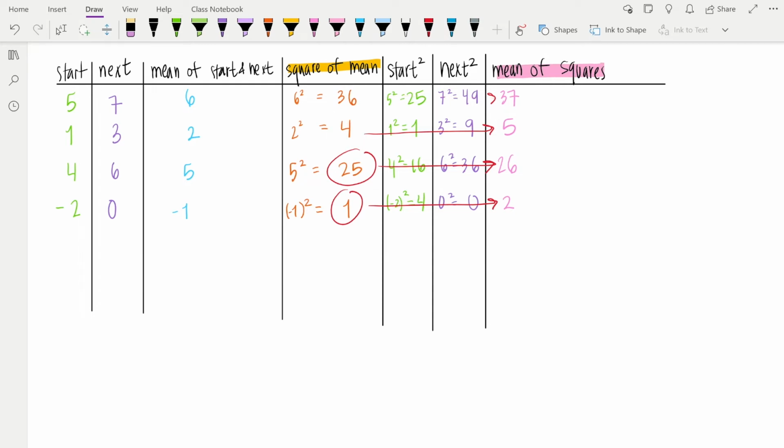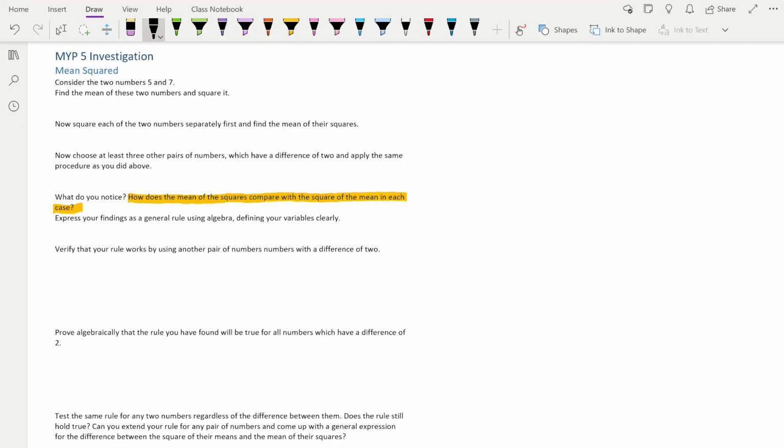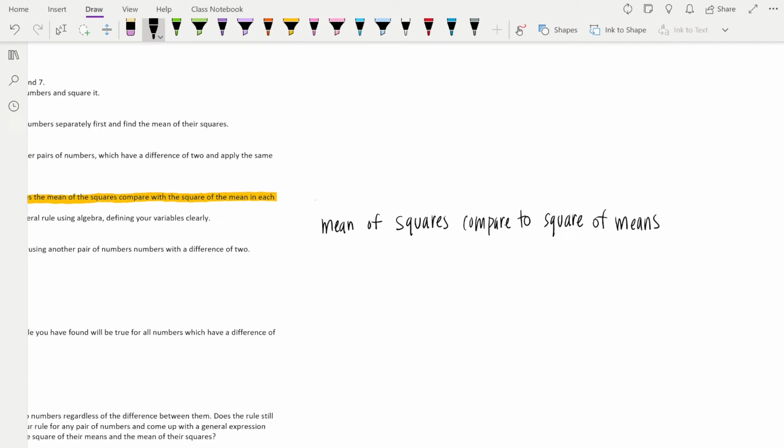So we need to describe this pattern with both words and then later with symbols. But with words, what you want to do is take the words from what they gave you. They asked you what pattern you noticed between 2 different things. I'm going to erase all these extra marks. Oh, I lost my 3. So let's copy this down. They asked us, how does the mean of the squares compare to the square of the means? I'm writing this down so that I can copy it to my next page because I want to be using the exact same language in my response that they have used here.